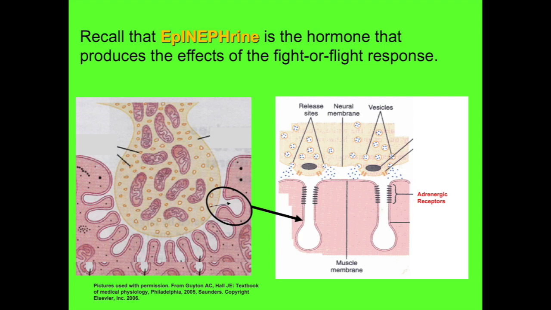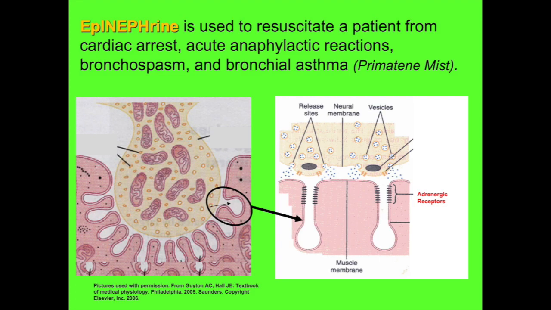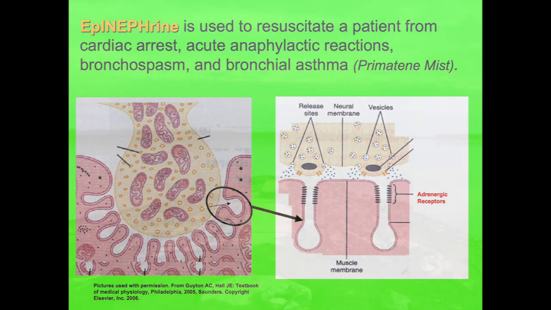Epinephrine is the hormone that produces the fight or flight response. And it's used to resuscitate patients, as we said, from cardiac arrest. It's also used in acute anaphylactic reactions. It's part of the algorithms that you'll see when you go through other parts of this course. It's used for bronchospasm and bronchial asthma. We've talked about Primatene Mist, and you'll have seen that. It's a racemic epinephrine inhaler that's used to dilate the smooth muscle of the bronchi, and it is just pure nebulized epinephrine.